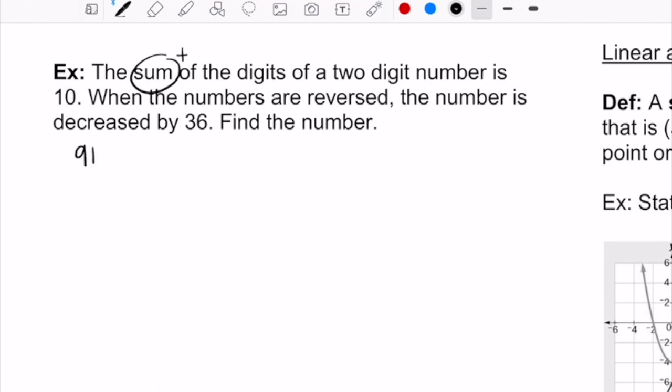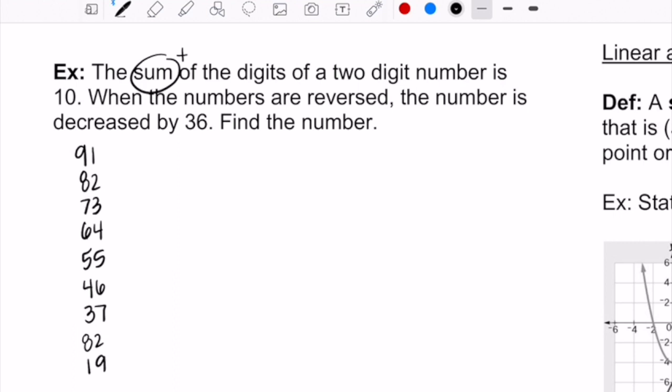So that number could be 91, right? Because 9 plus 1 gives you 10. The number could be 82, because 8 plus 2 gives you 10. 73, 64, 55, or 46, or 37, 28, or 19. So those 9 numbers represent all 9 possibilities for which number could be the answer to the question.